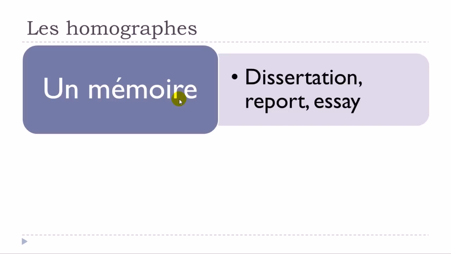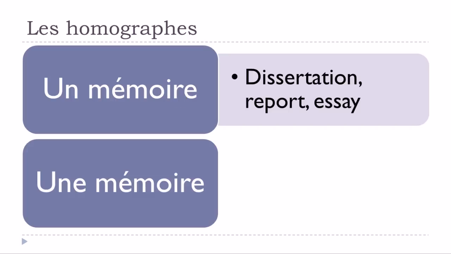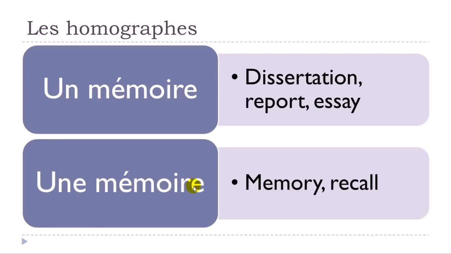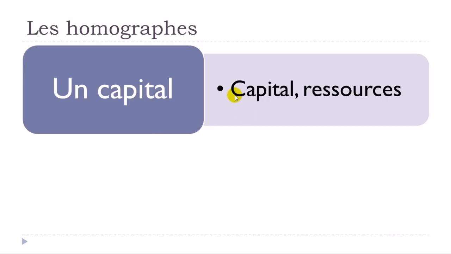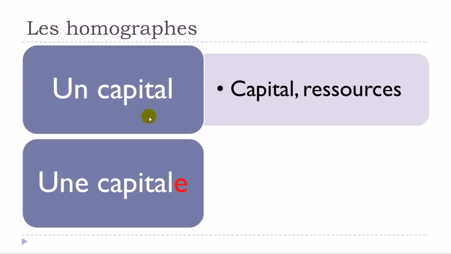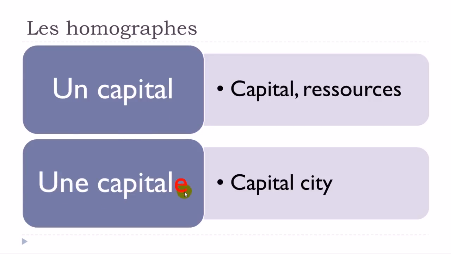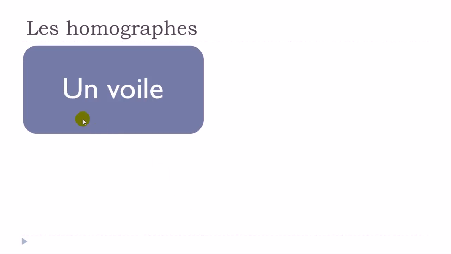Un mémoire, and then une mémoire. Un capital. Here we're talking about money. Une capitale. You can see that we pronounce it the same way, but as we had previously, you've got to put this e at the end. Un voile.